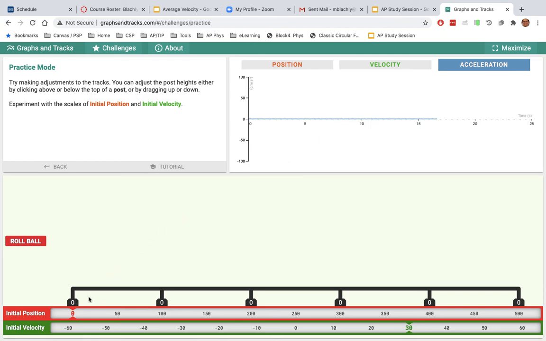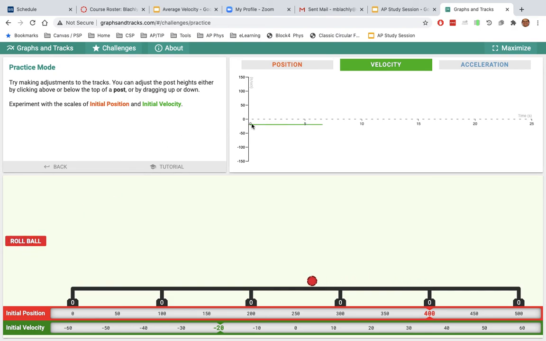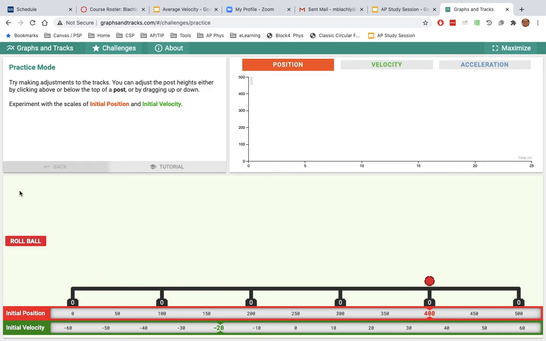You can also adjust two things. You can change the initial position and velocity, so you can make the initial position of the ball maybe over here at 400. You can make the initial velocity negative, and then when you roll the ball, you can see the velocity is negative and constant. The acceleration would be zero, and the position versus time graph of the ball would look like this. It starts at 400, and it moves to the left, so the slope is negative.